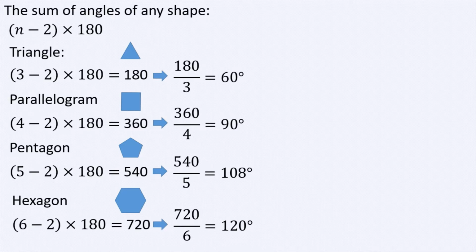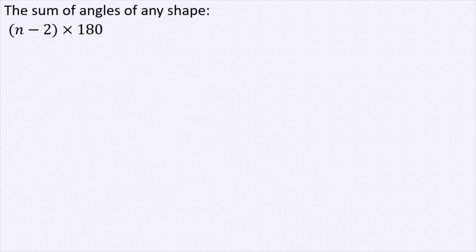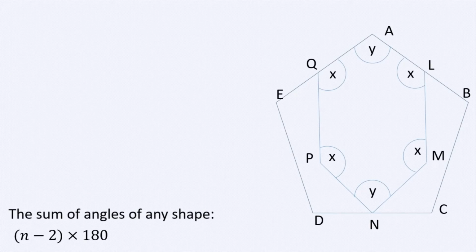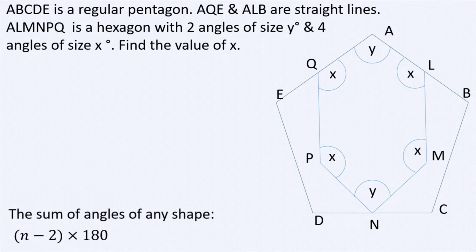We turn now to an IGCSE exam question that uses this formula, or that equation that we have just learned. We keep this equation here for the moment and have a look at our question. It says ABCDE is a regular pentagon. Now be very careful with the wording of the question. When it says a regular pentagon, it means that all the sides and angles are equal. AQE and ALB are straight lines.